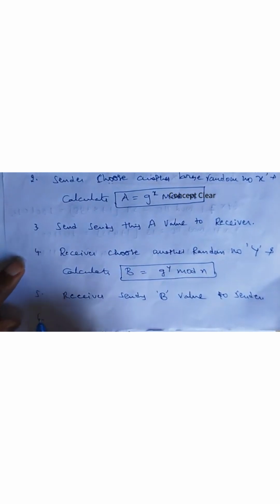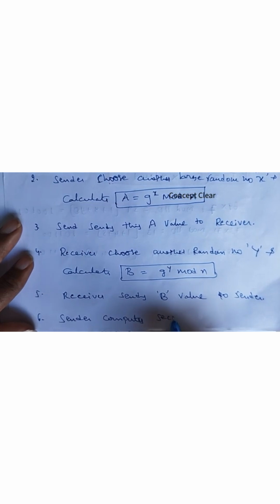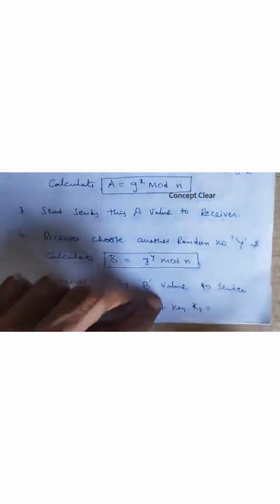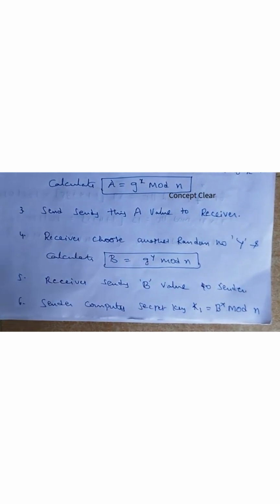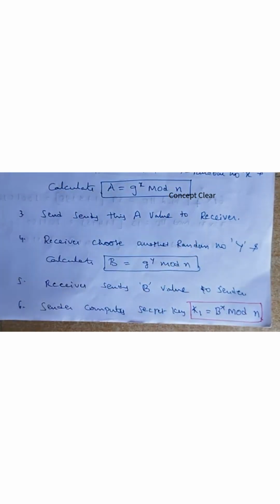And what is the next step? The sixth step is the sender computes the secret key k1, that equals b power x mod n. That is the k1 value. This is k1, which means secret key 1.